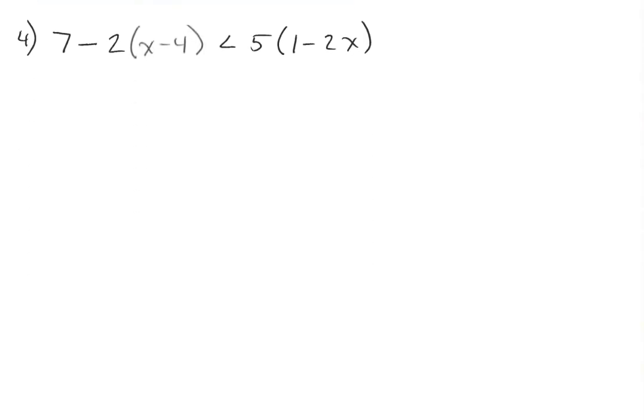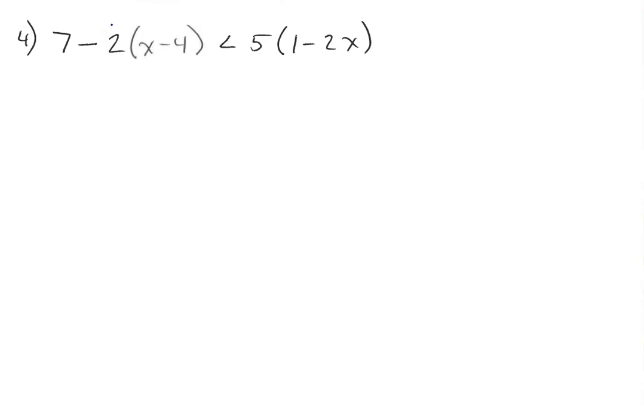Let's try another example. This one begins as 7 minus 2, open parenthesis, x minus 4, close parenthesis, less than 5, open parenthesis, 1 minus 2x, close parenthesis. Alright, we want to solve this for x like we've been doing, and notice in this example we have an opportunity to do some other solving steps that we've done with equations before. Now we're just doing them with inequalities.